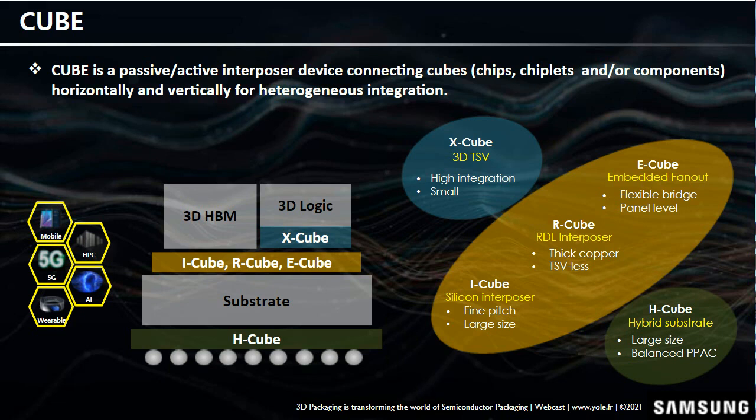At the center, you can see the cross-section of a conventional package with the cubes. In the conventional package, you have a logic die, and then a memory die, and then the substrate. But right now, we are trying to develop the X cube, I cube, R cube, E cube and H cube technology, helping to connect logic to logic, logic to interposer, and also logic to HBM memory, and also we are trying to connect the substrate to the system board. So let me talk about those cube technologies on the right side.